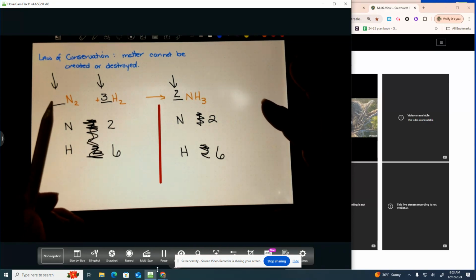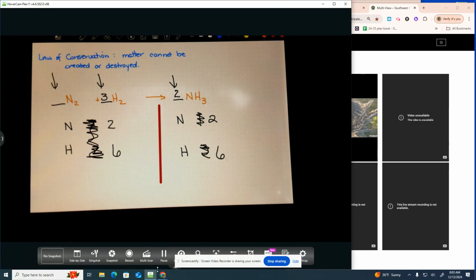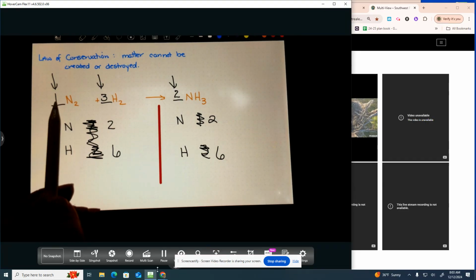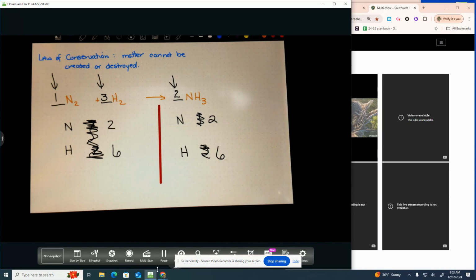What number is here? Right here on this line? 1. Okay. If there's nothing written there, it's a 1. And the reason I bring that up is because sometimes the question is, what is the sum, that means add all of them up, of the coefficients? 1 plus 3 plus 2 is 6. That's the sum of the coefficients.